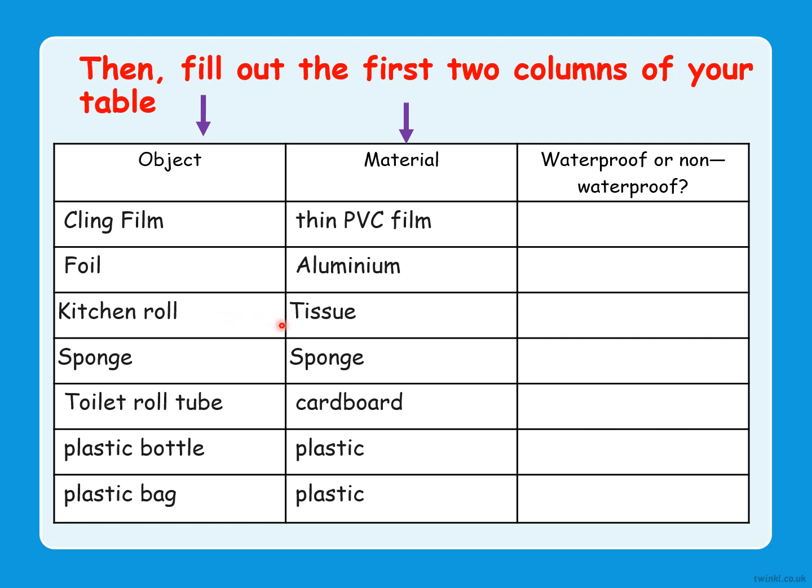Kitchen roll is made out of tissue. Sponge is made out of a sponge-like material. A toilet roll tube is made out of cardboard. A plastic bottle is made out of plastic. And a plastic bag is also made out of plastic. Now please pause your video and fill out the first 2 columns.